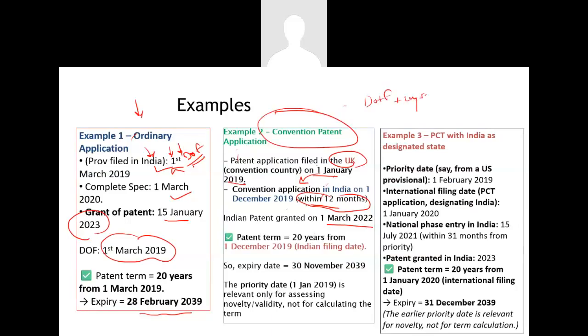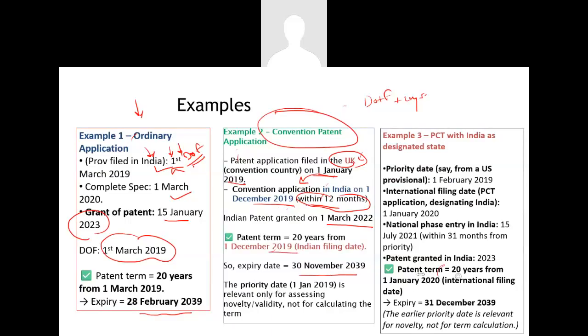Term of patent, as we said, is 20 years from the date of filing. So what is the date of filing here? Is this 1st January 2019 a date of filing in India? No. This is the date of filing for UK. What is the date of filing for India? It's 1st December 2019. So 20 years will be calculated from 1st December 2019. So expiry date would be 1st December 2019 plus 20 years, which makes it 30th November 2039.